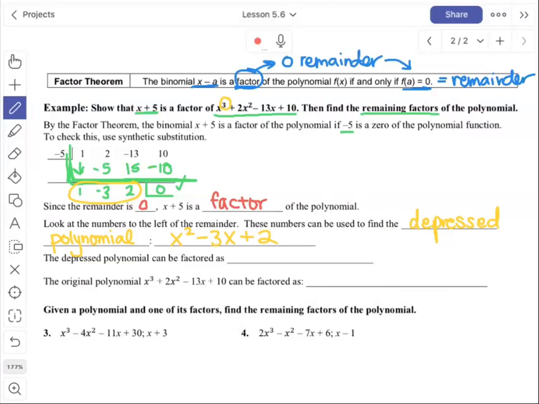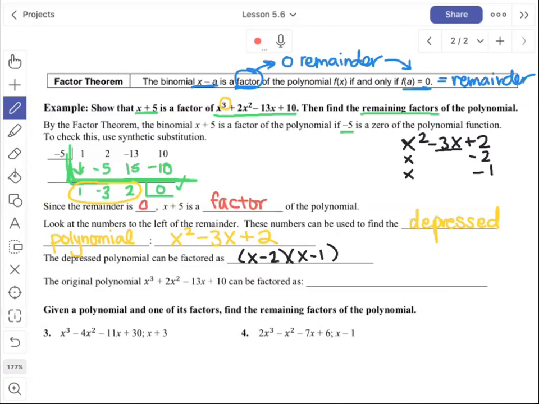And that we can actually factor. So let's factor that on the side here. X squared minus 3x plus 2. X times x will get me x squared. -2 and -1 will get me positive 2. And when we cross multiply and add, we get that -3x in the middle. So that can be factored as x minus 2 times x minus 1.